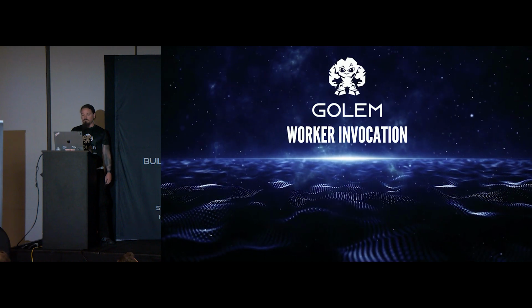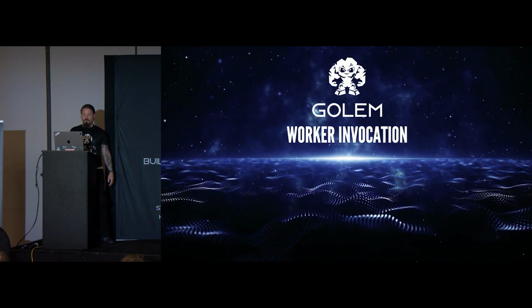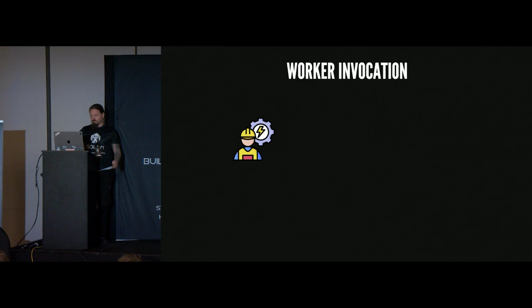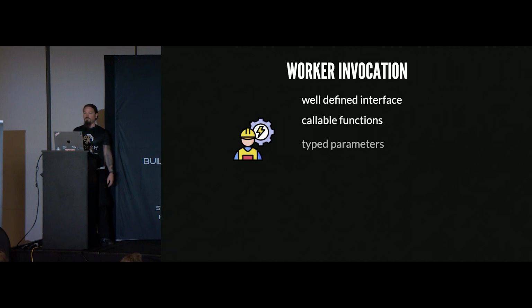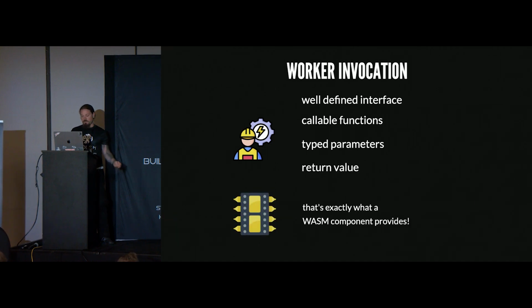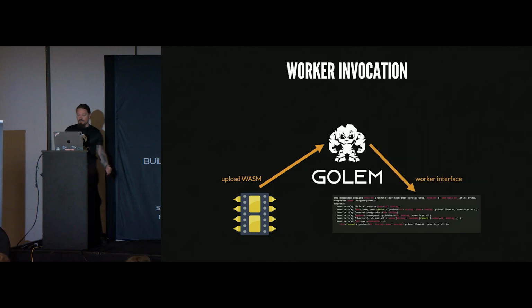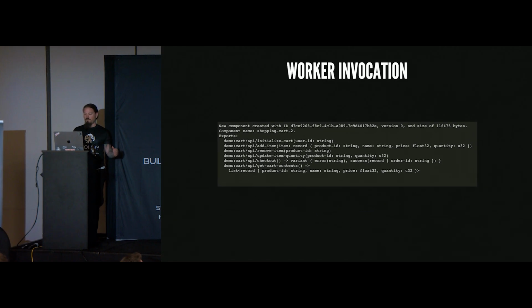So, the first thing that Golem is doing and is heavily relying on the component model is worker invocation. As I said, Golem is running workers, but these workers are not just something that you fire up in the cloud and it starts running until completion. A worker is something with a well-defined interface. It has callable functions. These callable functions have typed parameters and a return value. And this is exactly what a WebAssembly component is. So with that, it means that we can just create a WebAssembly component, a single WASM file, and upload it to Golem. And Golem can analyze this component and figure out what the exported interface of your worker is automatically.